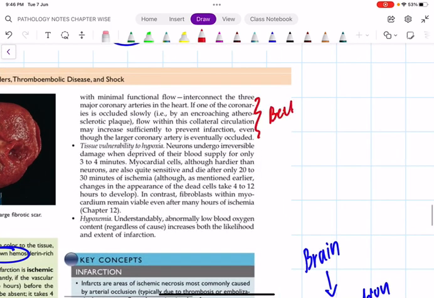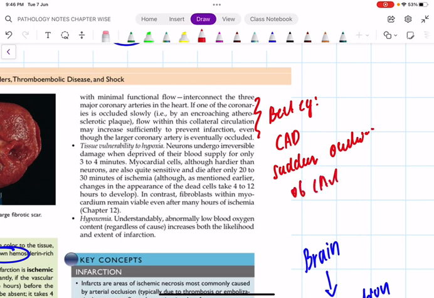Okay. Best example, coronary artery disease. Sudden occlusion of coronary arteries. We are not giving the time for the collaterals to develop. That is why myocardial infarction is very common.